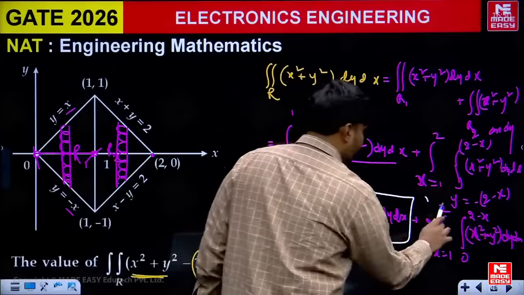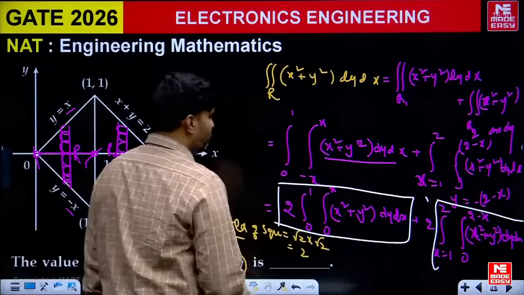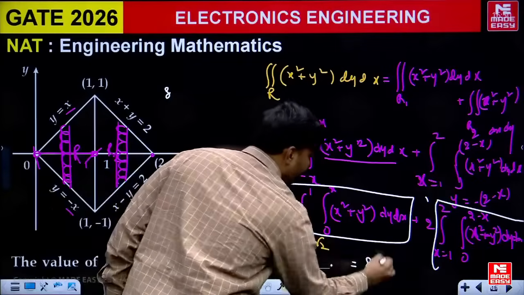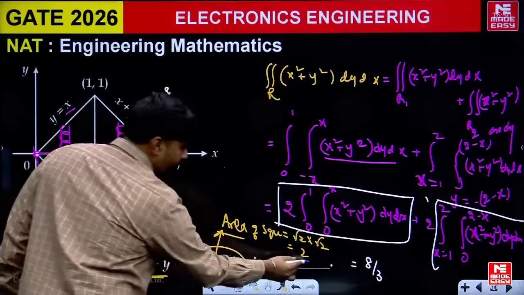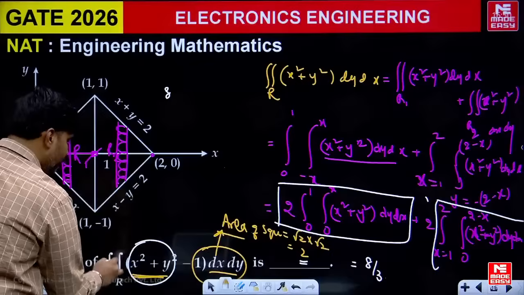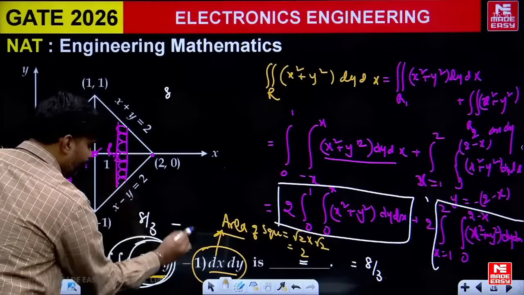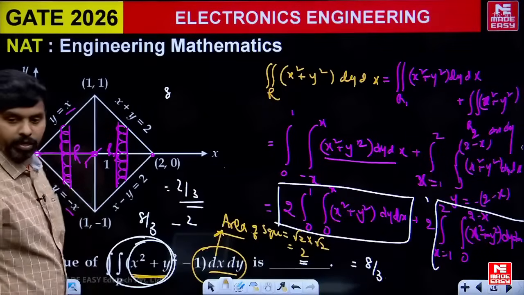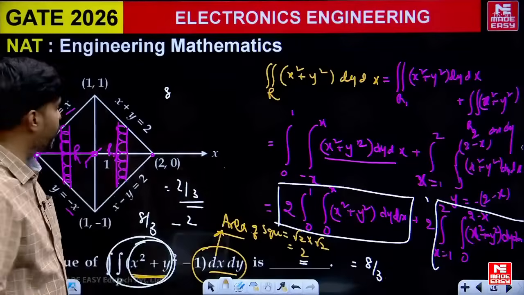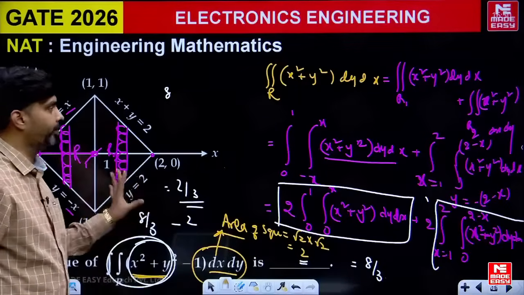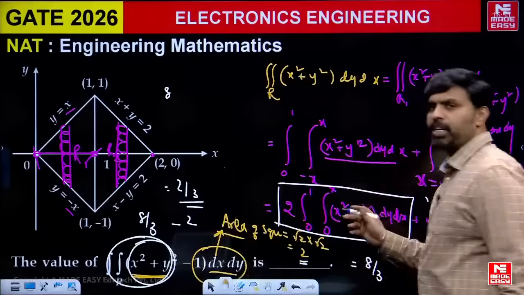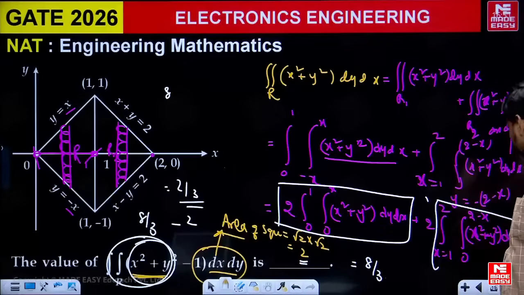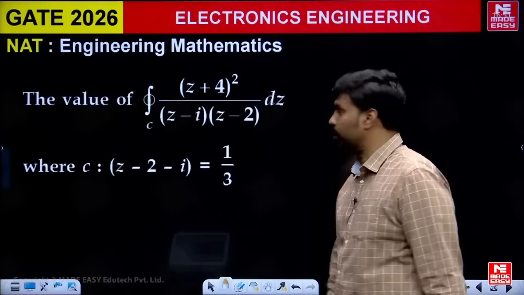If you integrate both of them, you will get the total answer as 8/3. And the area of the square that came was 2 here. So the integral of this one is 8/3, minus the integral of this one, which is 2, so this becomes 2/3. So the answer for this question is 2/3, right? This is the way you have to do it. Now it's a little time-consuming, generally in the GATE examination they ask lengthy questions like this, so you should have the patience to get the answers.